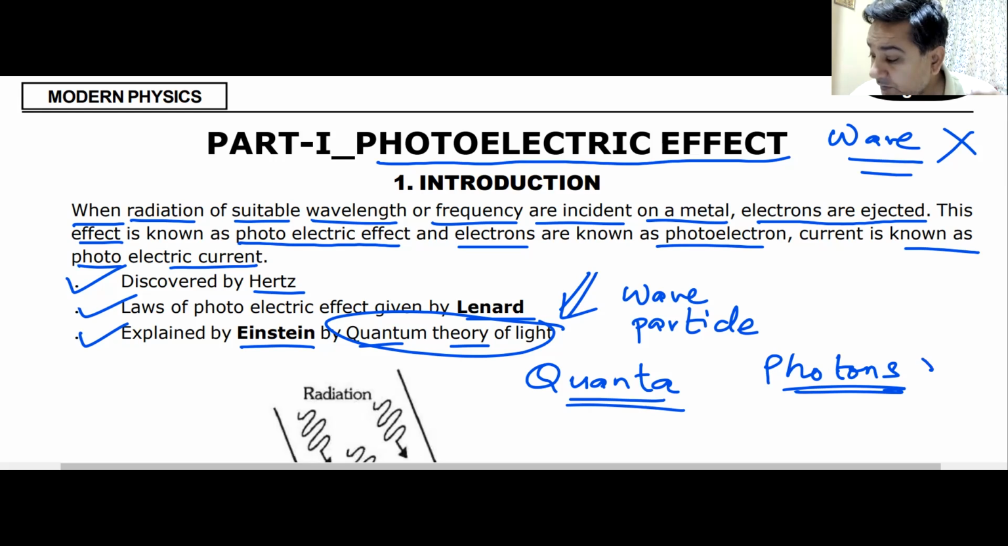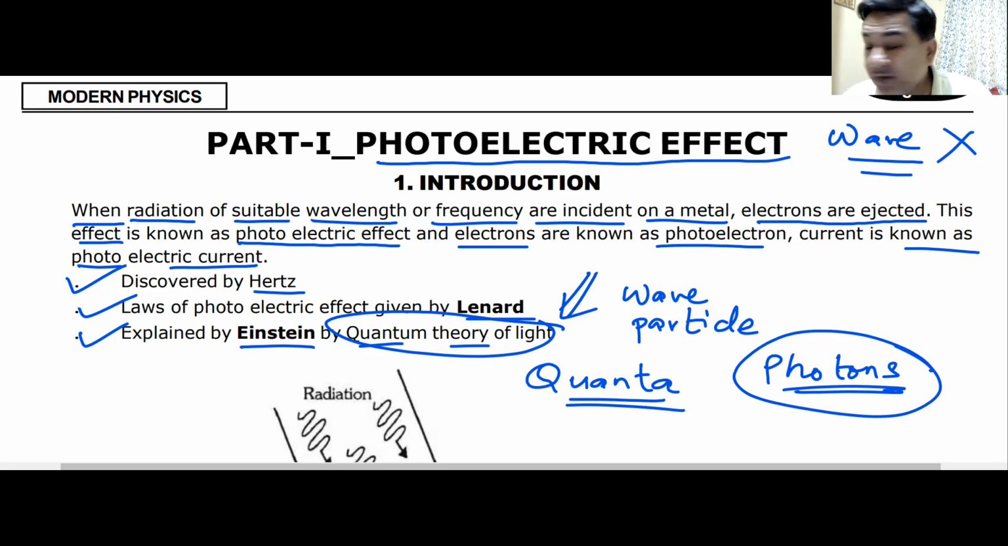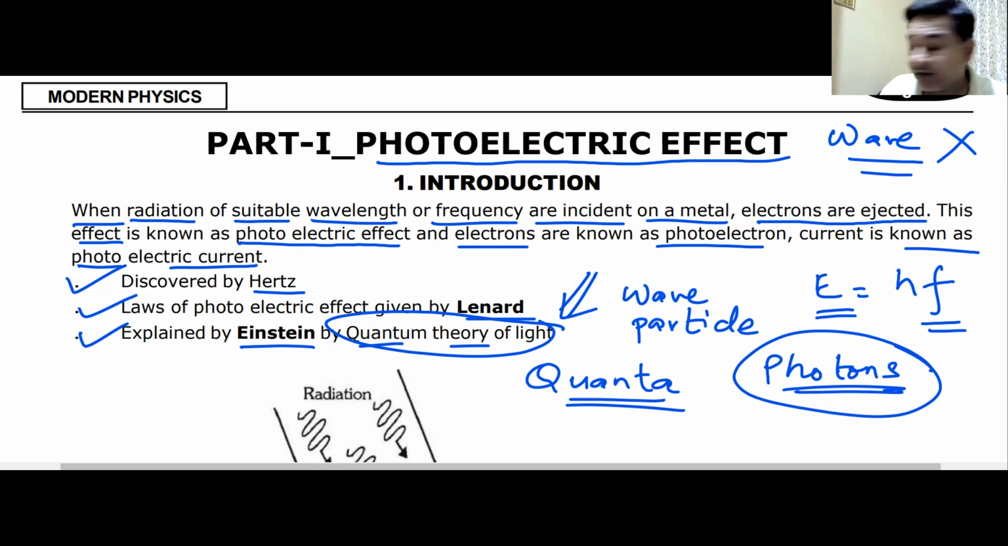Those particles are known as photons. Now, these photons have energy. And how much energy does a photon have? We'll come to that, but I'm just telling you: the energy of a photon is H multiplied by F. Now, what is this H and what is this F? We will try to understand that. But this is how Einstein explained the photoelectric effect by the quantum theory of light.